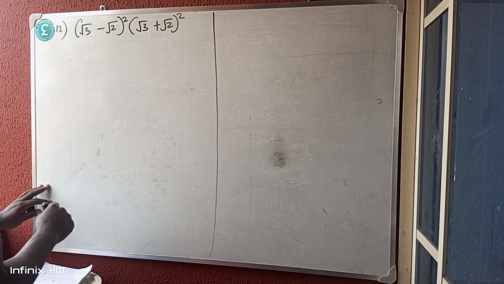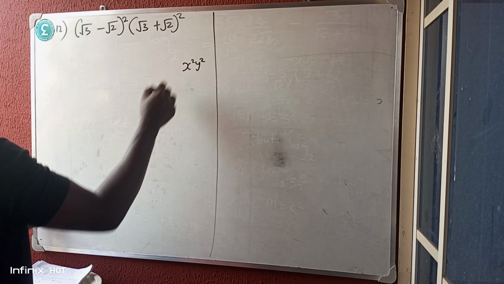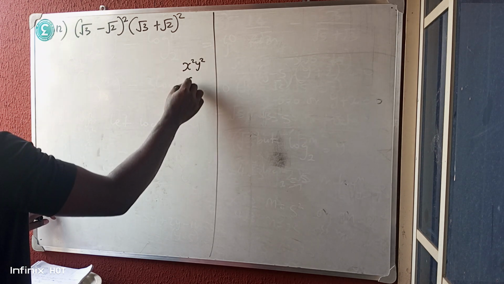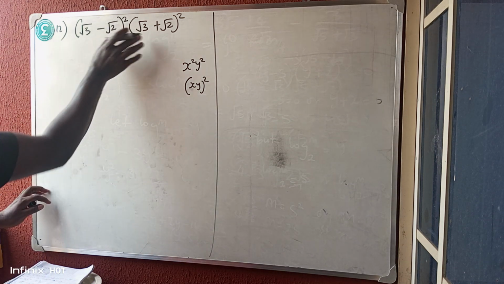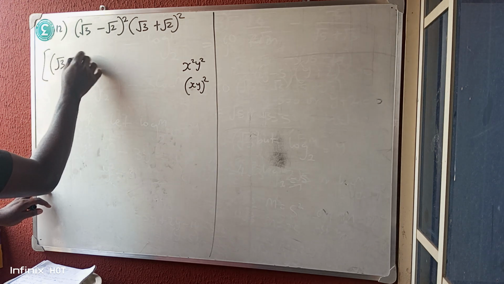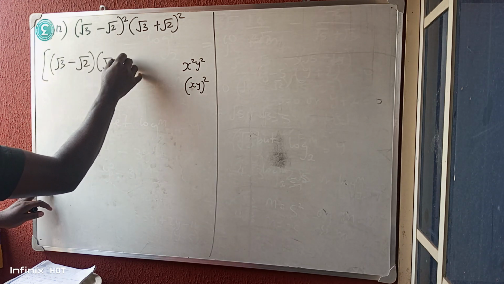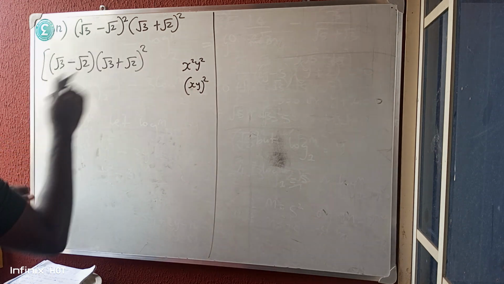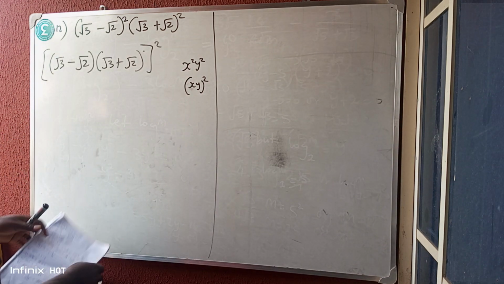Now if you remember in indices that if I have x squared y squared, something like this, they have squared in common, so we can multiply x and y, putting the squared outside. So let's do the same thing here. I'm having root 3 minus root 2 multiplying by root 3 plus root 2, then putting the squared outside. So let's clear the inside.